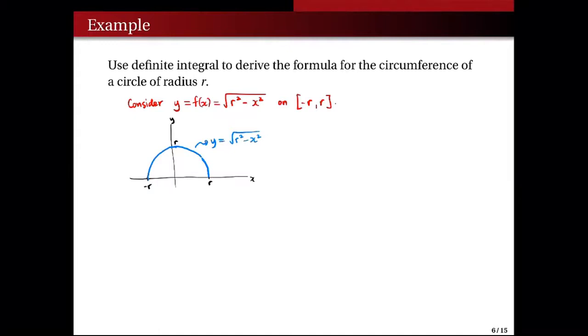To get the formula of the circumference of the circle, all we need to do is to get the formula for the arc length of this semicircle and then multiply it by 2. So you will have the full circle. Take note, this is a semicircle of radius r. So from the center going there, it's just r.